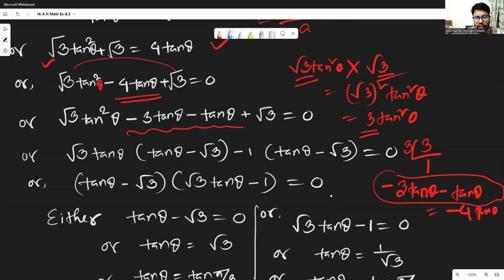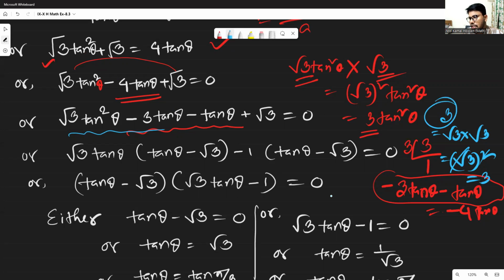So now this is complete. Here we can take root over 3 common. You have to understand this part: root over 3 and 3 tan theta. 3 means root over 3 multiplied by root over 3, because root over 3 multiplied by root over 3 means root over 3 whole square. Eliminating root and square, we will get 3. So 3 means root over 3 multiplied by root over 3.